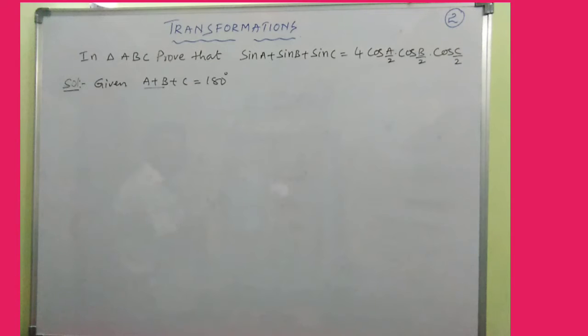So look at this question. In triangle ABC, prove that sin A plus sin B plus sin C is equal to 4 cos(A/2) cos(B/2) cos(C/2).